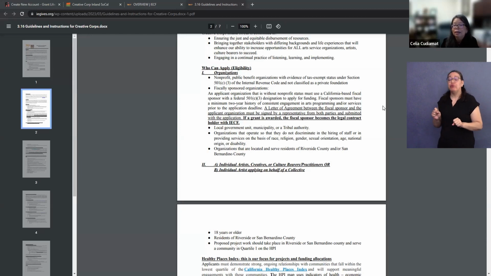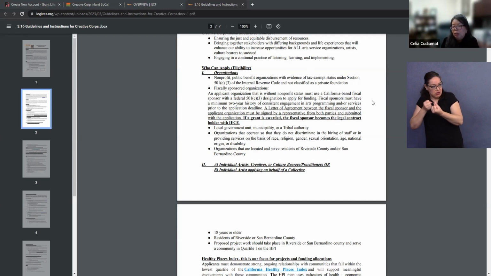What we do ask is that there is a letter of agreement just to make sure that there is an understanding of what the relationship is going to entail in terms of whether the fiscal sponsor is going to require some kind of administrative fee, and to make clear that the fiscal sponsor is the receiver of the grant if successful. However, the entity that is fiscally sponsored is really the implementor of the project. So we want to make sure that that is clear on this agreement.